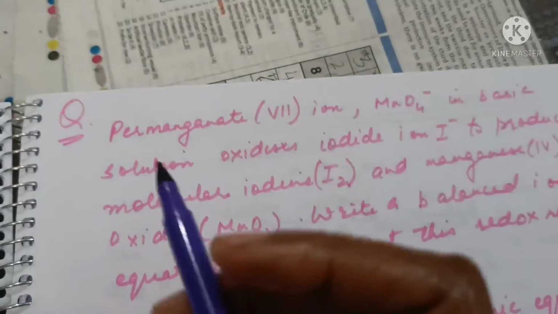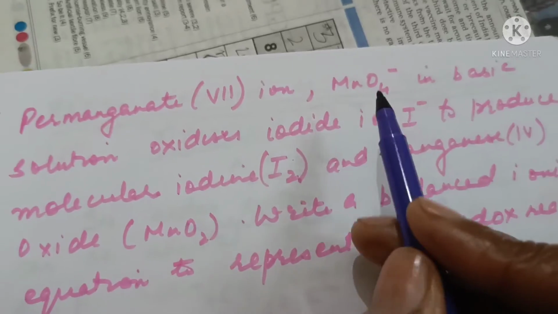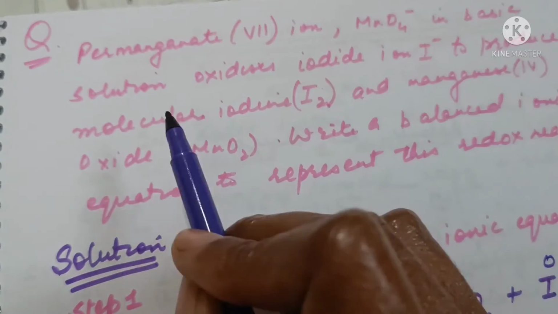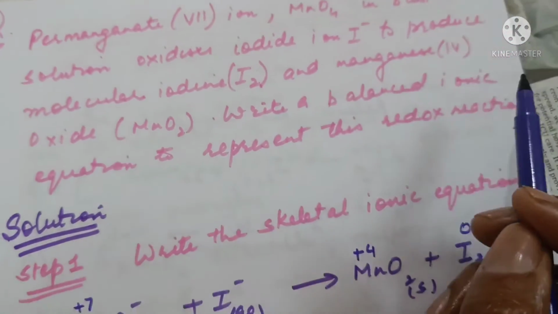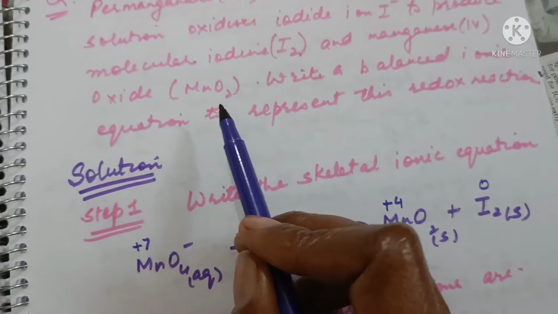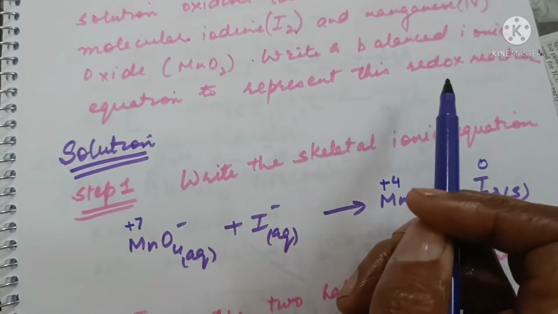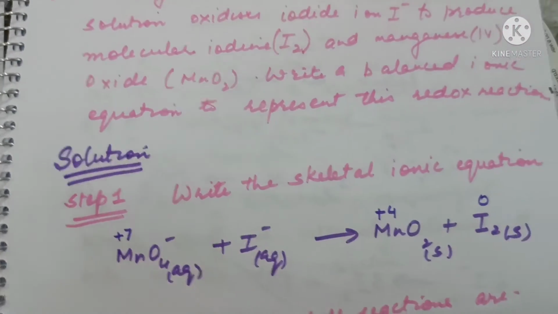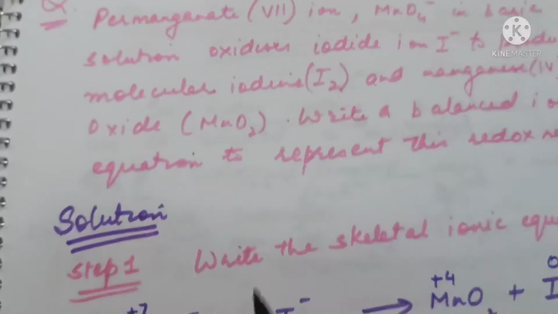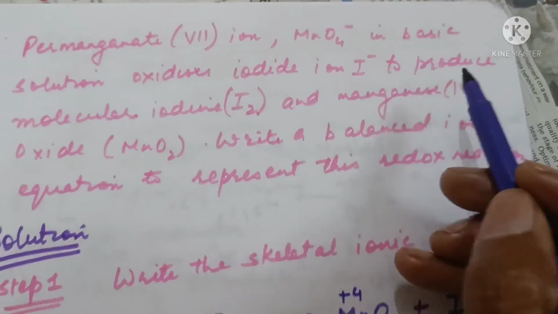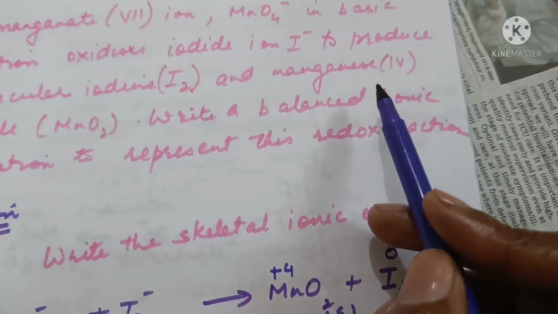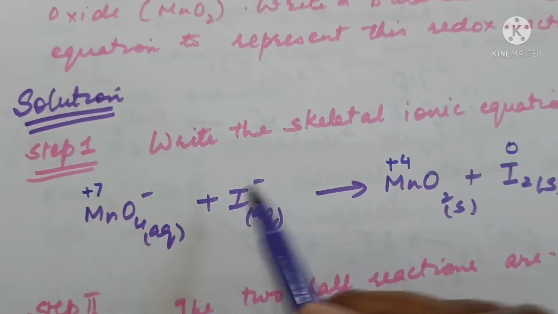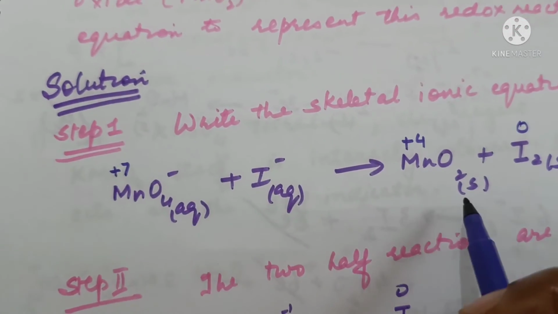This is our reaction. Permanganate (VII) ion, MnO4 negative, in basic solution oxidizes iodide ion, I negative, to produce molecular iodine and manganese (IV) oxide. Write a balanced ionic equation to represent the redox reaction. So step 1 is to write the skeletal equation in ionic form. So we have MnO4 negative plus iodide ions forming MnO2 plus iodine. So we divide the equation into oxidation and reduction half reactions.